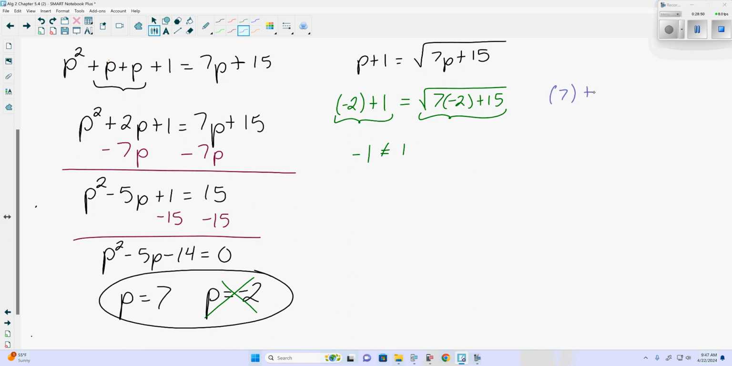Our other one was 7. Our 7 plus 1 is 8. 7 times 7 is 49 plus 15, 64. Square root of 64 is 8. So our only solution for this here is p is equal to 7.